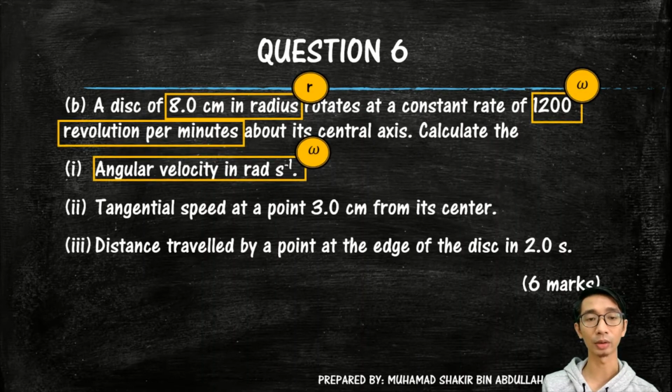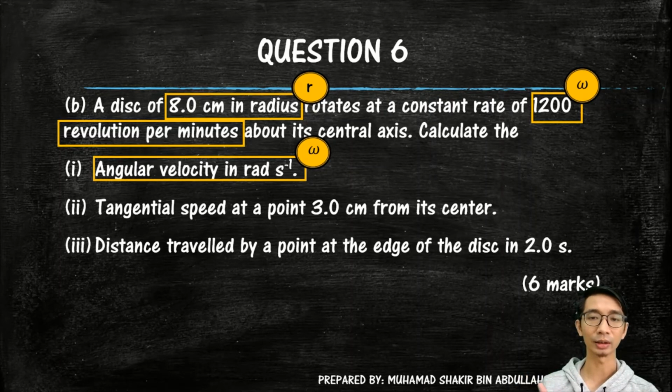So 8.0 cm in radius. You are given a radius, and then we are given our angular velocity here, which is 1200 revolutions per minute, but it is not given in SI units, so take note of that. The question asks us to find our angular velocity in radians per second. So the first part asks us to convert the 1200 revolutions per minute into radians per second.